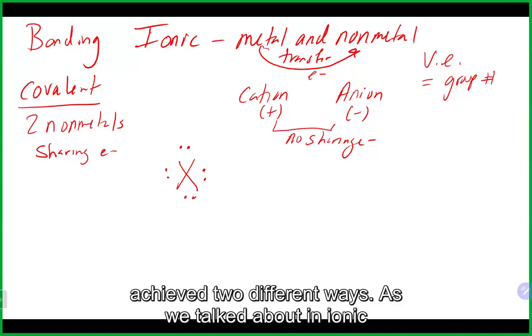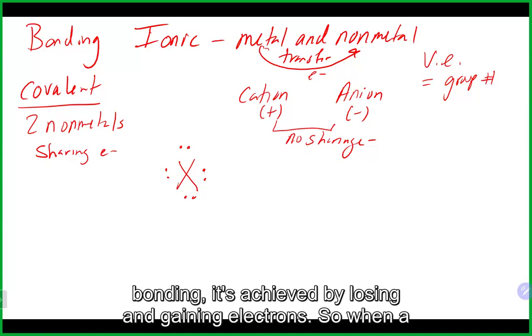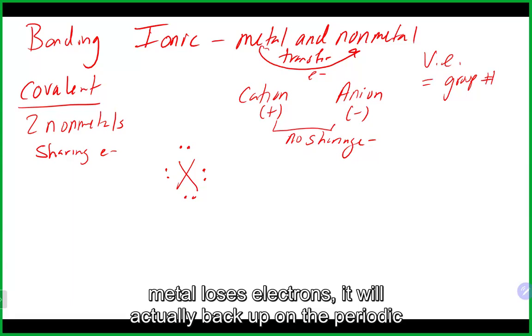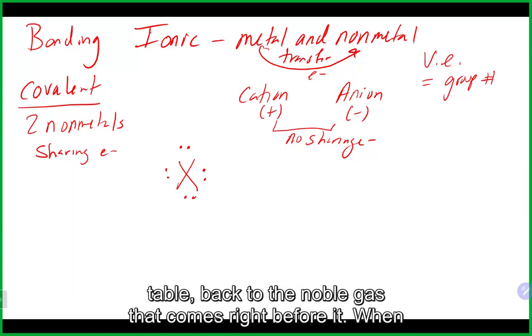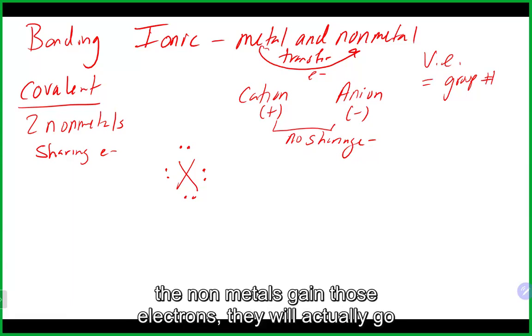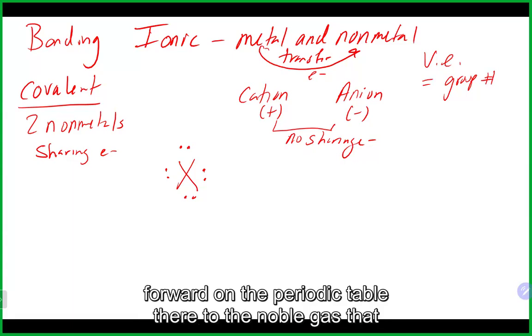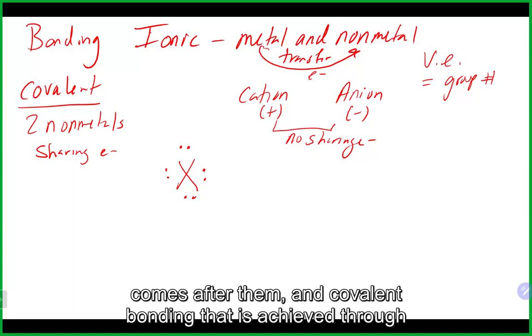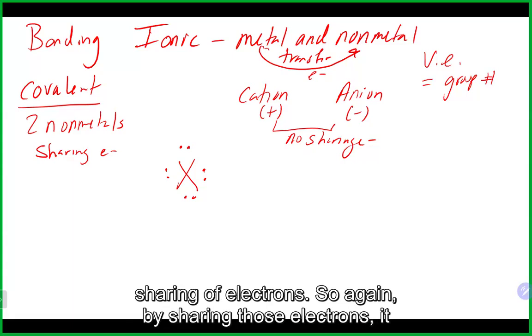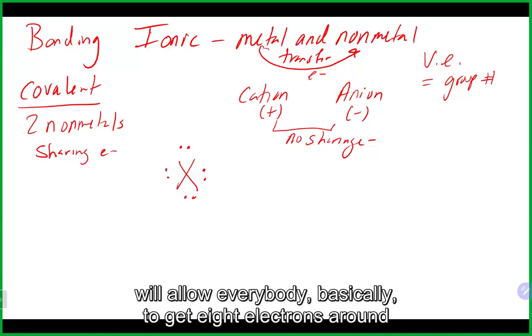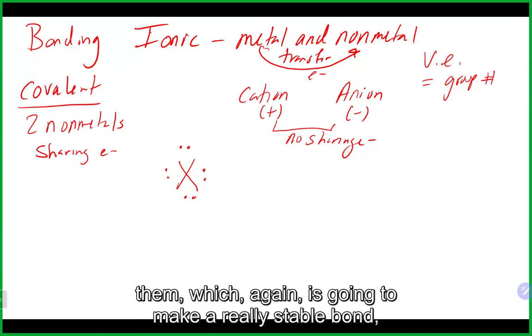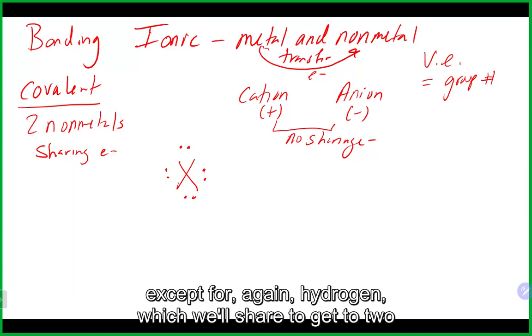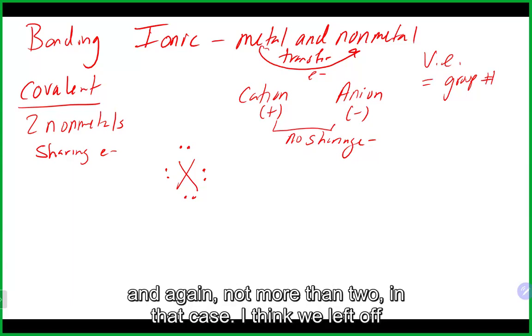They're achieved in 2 different ways. As we talked about, in ionic bonding, it's achieved by losing and gaining electrons. When a metal loses electrons, it will actually go back on the periodic table to the noble gas that comes right before it. When the nonmetals gain those electrons, they will go forward on the periodic table to the noble gas that comes after them. In covalent bonding, that is achieved through sharing of electrons. By sharing those electrons, everybody gets 8 electrons around them, which makes a really stable bond, except for hydrogen, which will share to get to 2, and not more than 2 in that case.